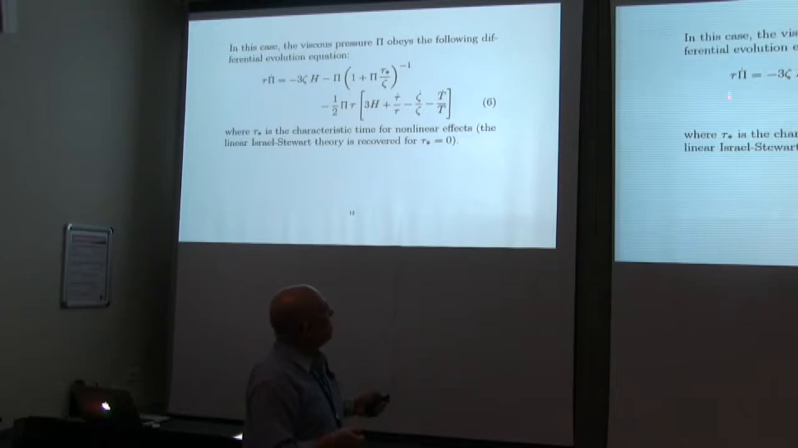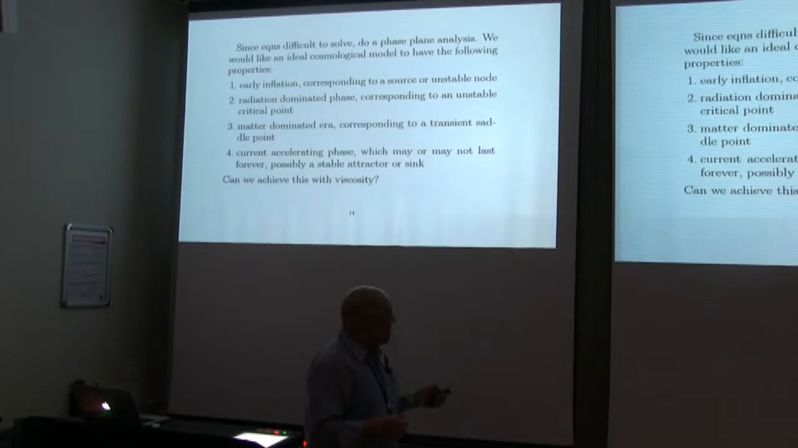Which allows for large deviations from equilibrium. And here now there's an additional term, where tau star is a characteristic time for nonlinear effects. And again, you recover the linear full Israel-Stewart theory for tau star equal to zero. Now, generally these equations are difficult to solve.